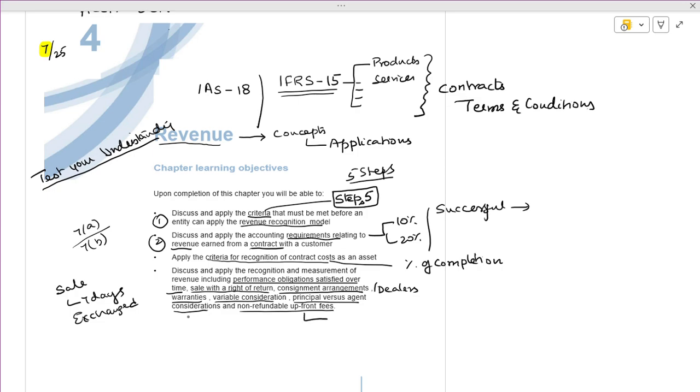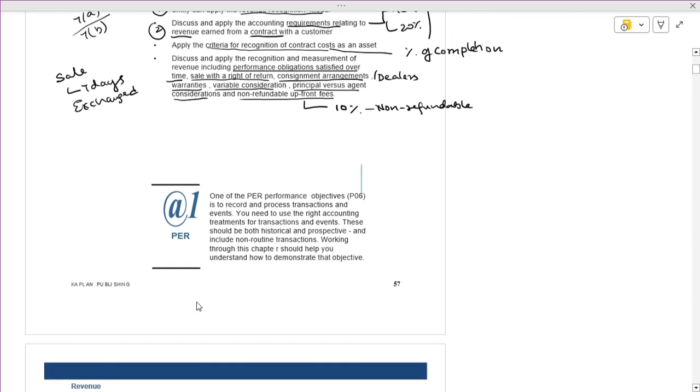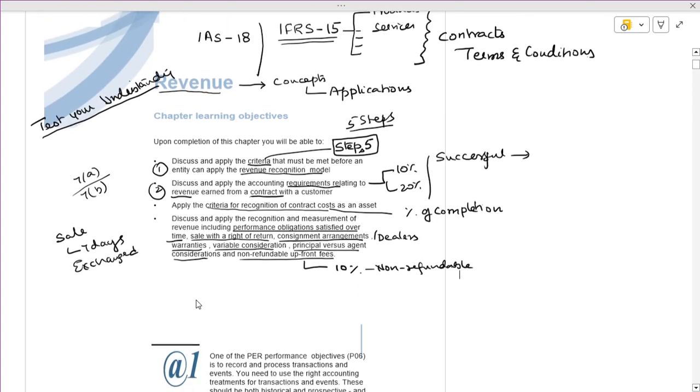They say that yes, you have to pay 10%, and 10% will be non-refundable. If you are completing the contract, it will be part of that contract. If you are leaving the contract in the middle, then 10%, 20%, 5%, 1% of the amount will not be returned. This is the basic introduction about revenue, IFRS 15.